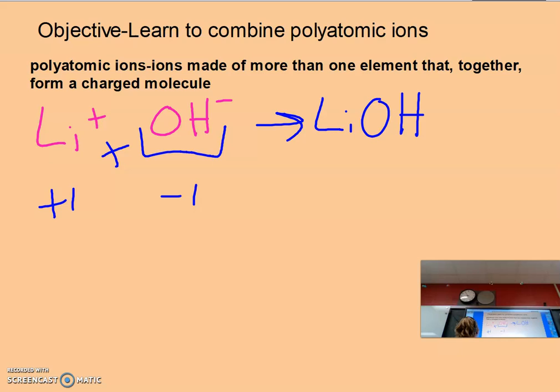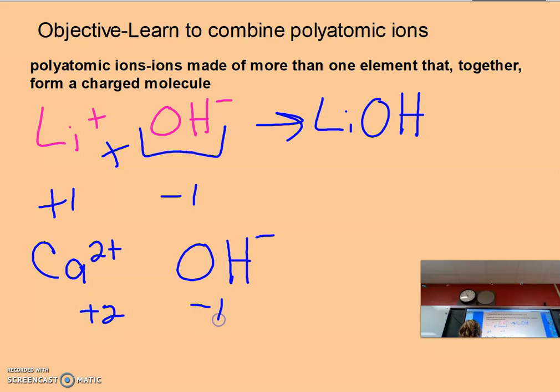However, if we have something like calcium, which has a +2 charge, combined with hydroxide with that -1 charge. Now remember, this is a +2, this is a -1. I'm going to need 2 of these in order to have that overall charge of 0. I'm just going to use the crossover method.